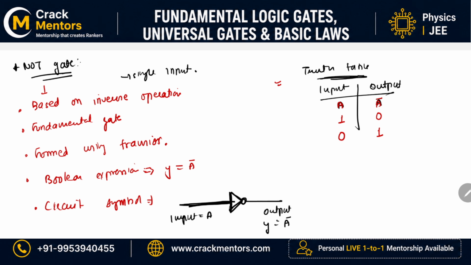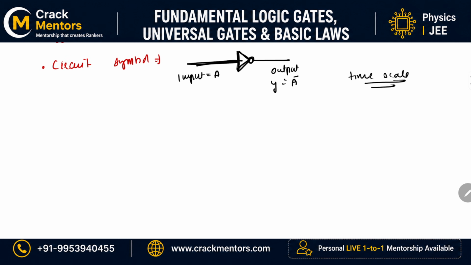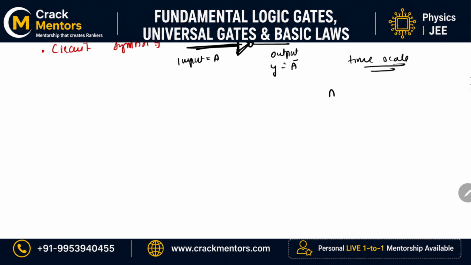Good to hear. Let us draw the graph for the time scale. What does time scale mean? Let's say that this is my input A. If my input is low, my output Y is high. Let's say that this is ground for A. This is 0, this is 1, this is 0, this is 1. So when my input is 0, my output is 1, the inverse of that, and when my input is 1, I will get my output as 0.